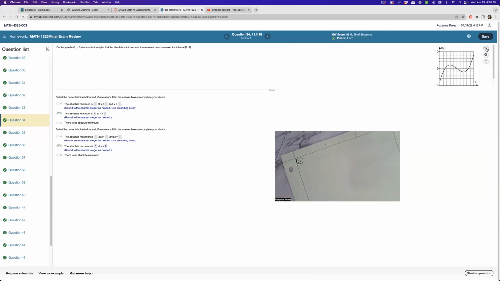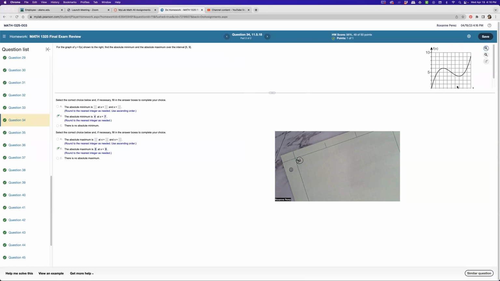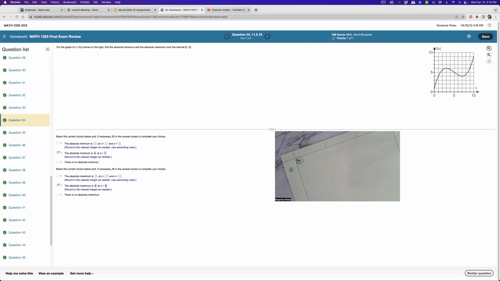Okay, we're interpreting this graph. Let's make this a little bit bigger. Okay, so we want to evaluate, be careful with these, question 34. They're trying to be sneaky with these. They gave you this graph over the domain from 0 to 10, but then over here in the details, they want you to find the absolute minimum and the absolute maximum over the interval 5, 9. So we're only going to evaluate from 5 to 9. Everything outside of that, we don't care. It doesn't exist for us right now, okay?